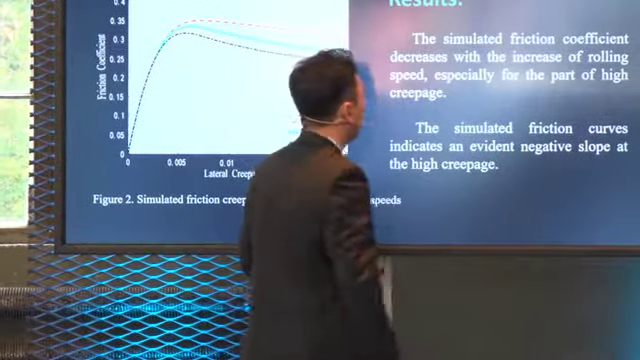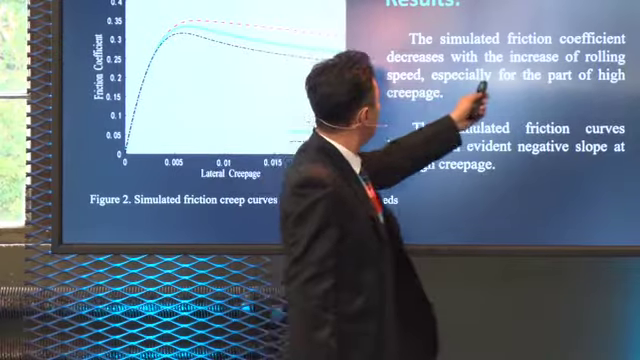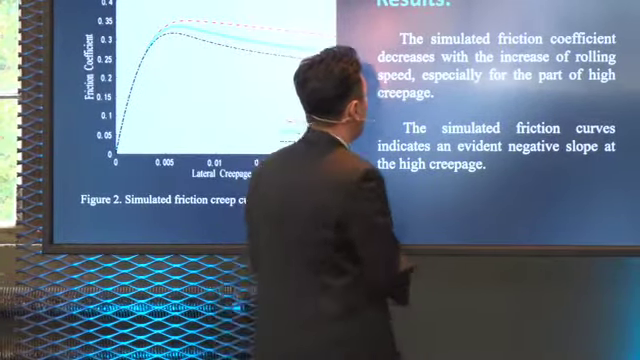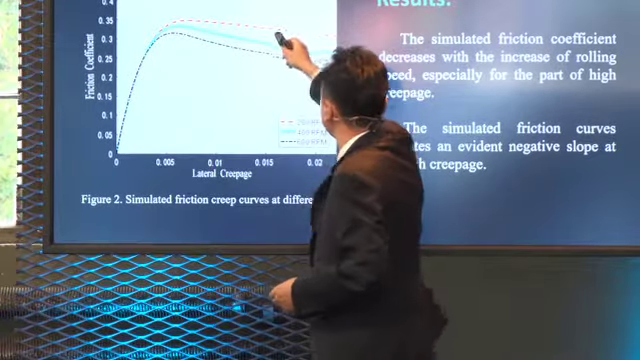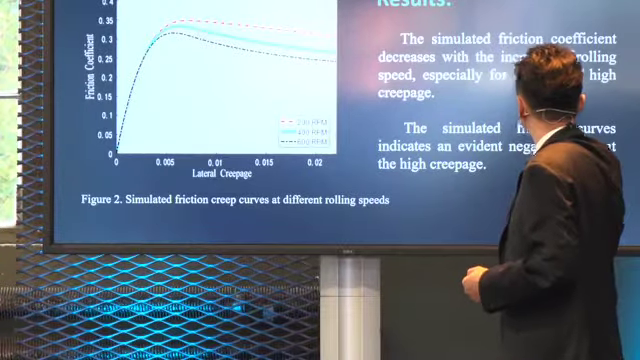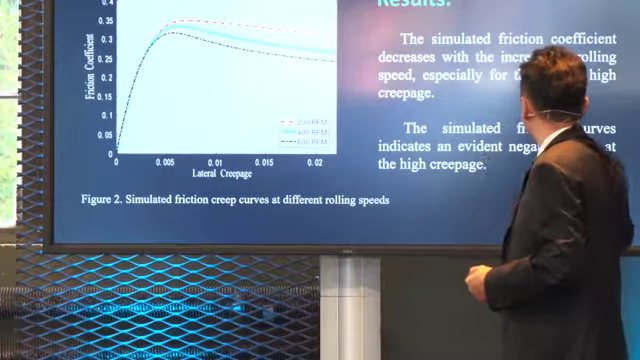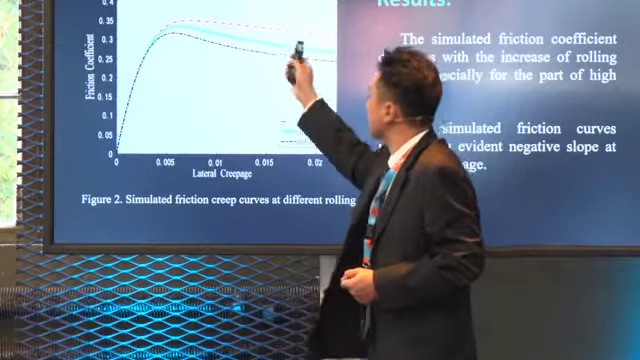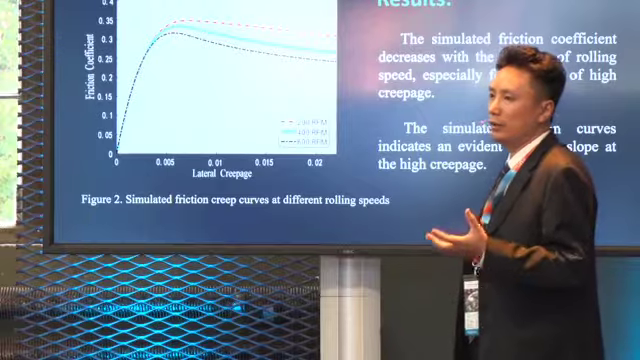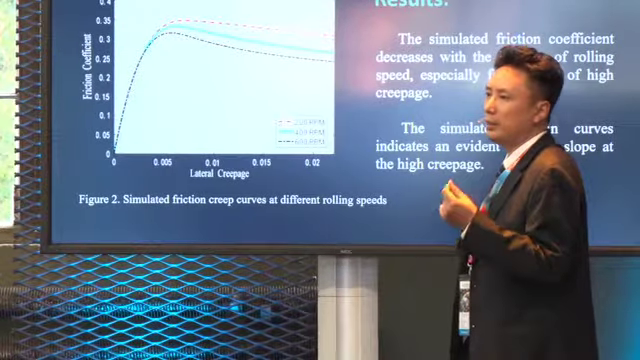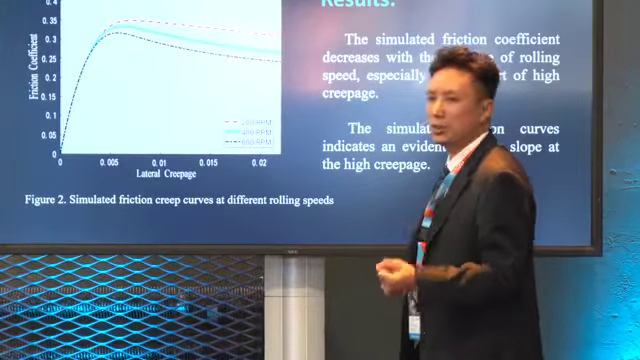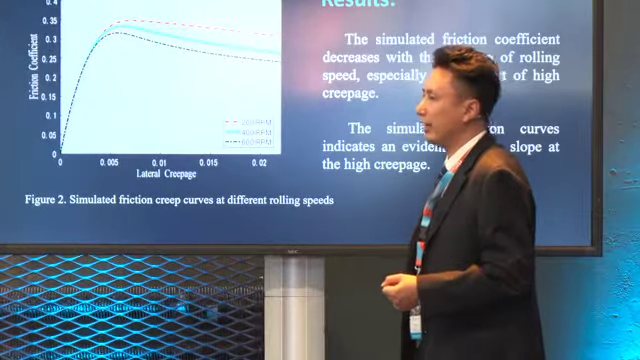Here, we can see that the simulated friction coefficient decreases with the increased rolling speed, especially for the part of high creepage here. And the simulated friction curves indicate an evident negative slope at high creepage, from which the mechanism of curve squeal can be illustrated, because that is a kind of damping theory.